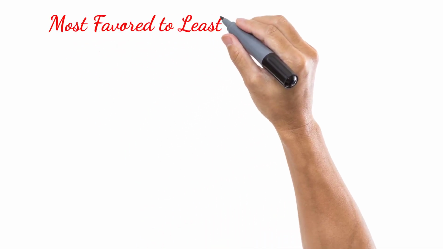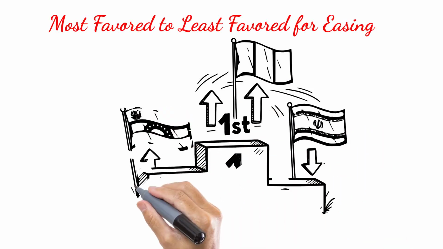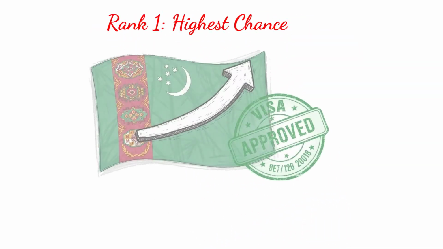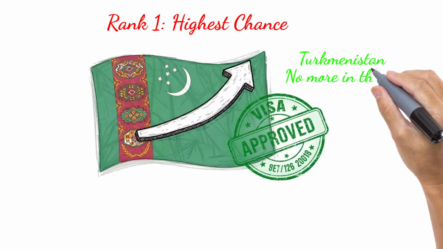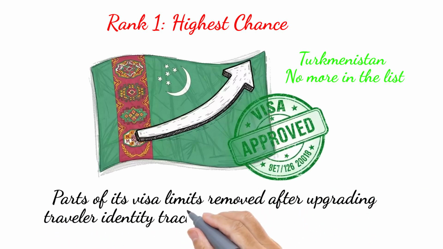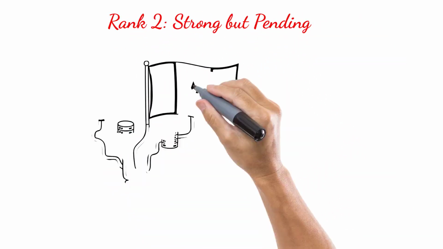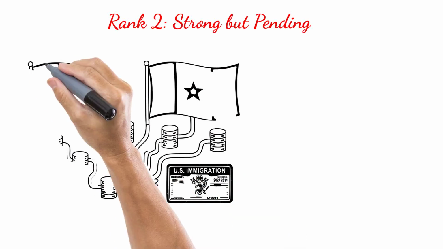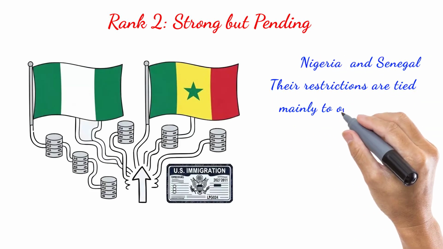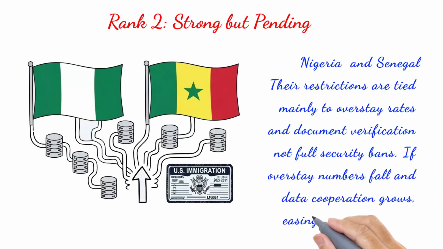Based on cooperation, stability, and administrative capacity, the countries most likely to have restrictions eased rank in this order. Number 1. Turkmenistan. It has already had parts of its visa limits removed after upgrading traveler identity tracking and information sharing. This shows that reforms can work. Next are Nigeria and Senegal. Their restrictions are tied mainly to overstay rates and document verification, not full security bans. If overstay numbers fall and data cooperation grows, easing becomes realistic.